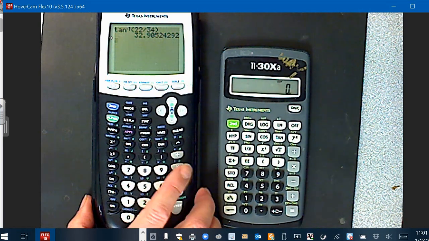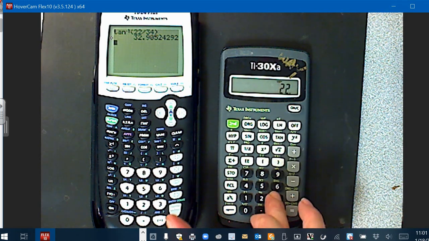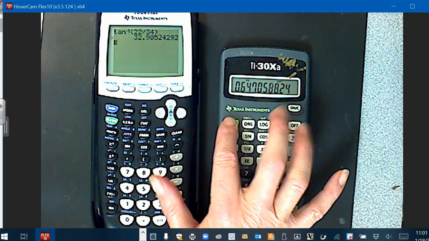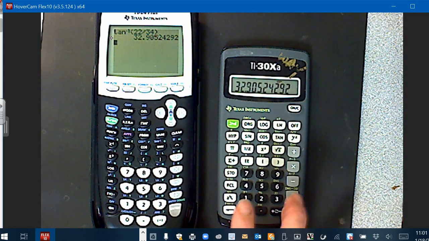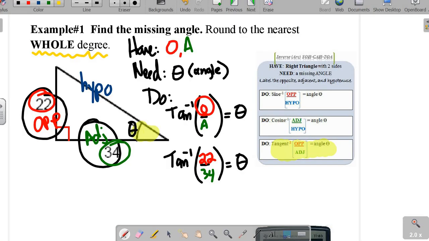On this calculator, it's a little different. You start with 22 divided by 34, hit that equal sign. Then you do second function, tangent, equal sign, and there it is, approximately 33 degrees. So your theta is approximately 33 degrees. Isn't that lovely? So easy.